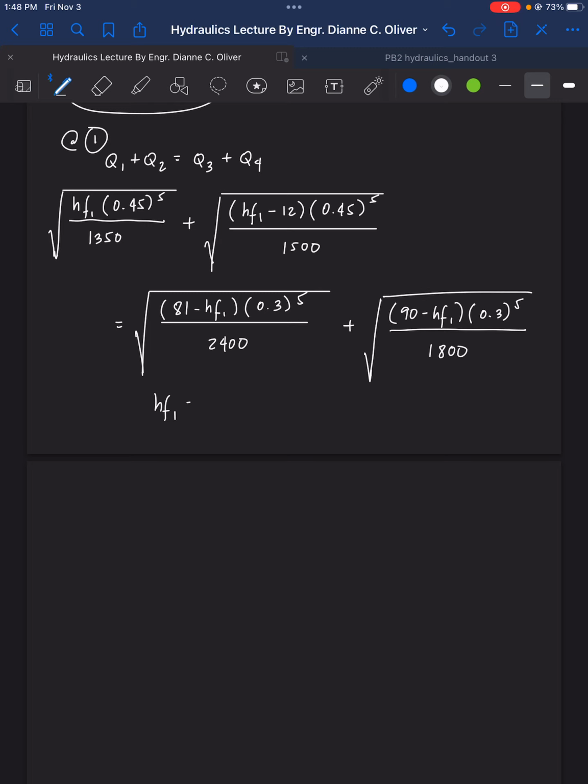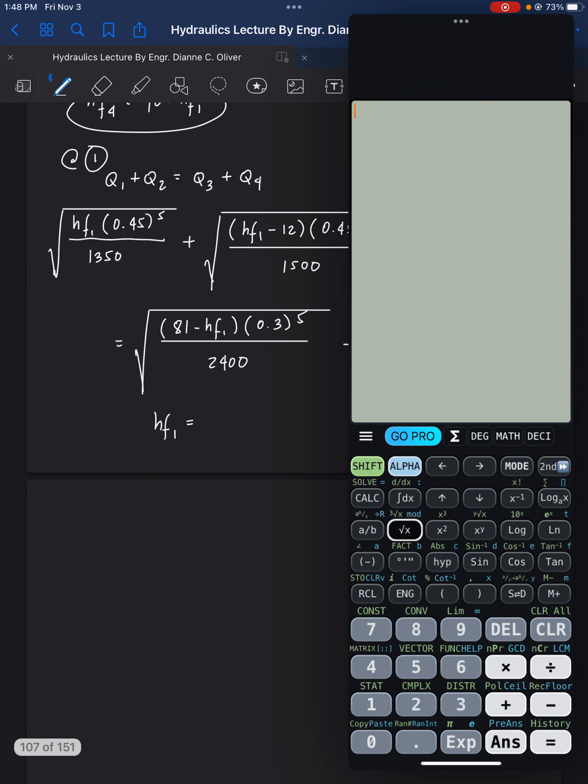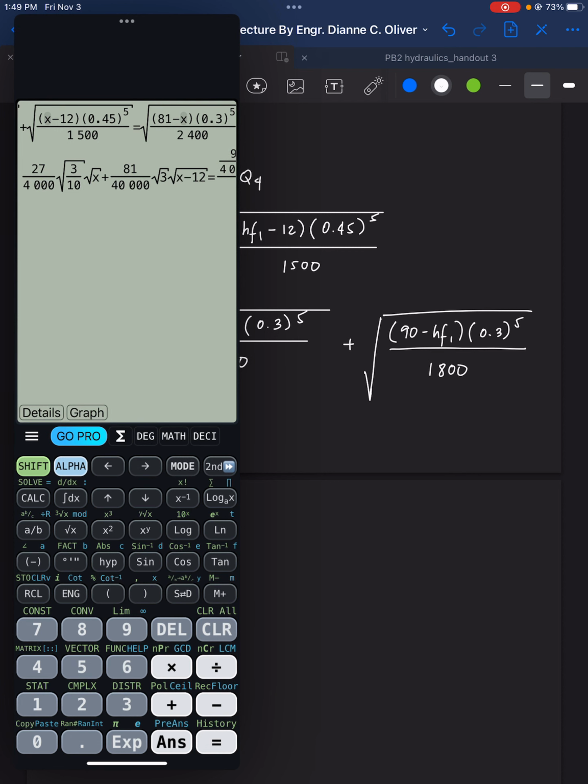So HF1, using shift solve, where alpha is HF1, is equal to the square root of alpha x 0.45 raised to 5 all over 1350, plus the square root of alpha x minus 12 times 0.45 raised to 5 all over 1,500, equals the square root of 81 minus alpha x times 0.3 raised to 5 all over 2,400, plus.